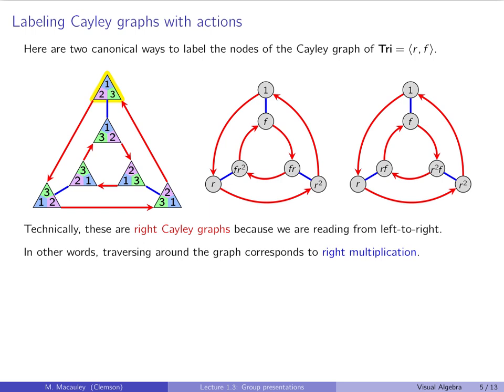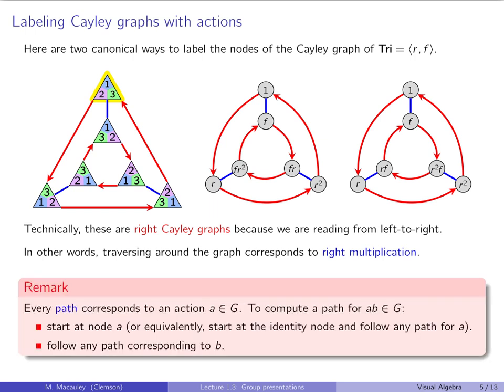It really doesn't work well to mix conventions if you're using Cayley graphs. It just makes things a lot harder. So you have to pick one, and I've picked left to right. Other books will pick right to left. So just be aware, it doesn't matter as long as you're consistent.